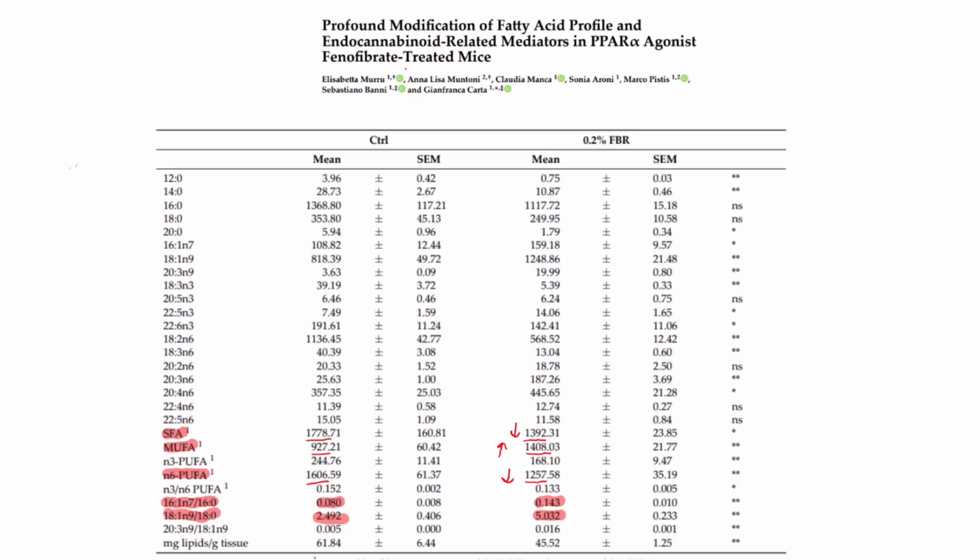This is another study in mice, and they gave these mice fenofibrate, which is, again, a pharmaceutical activator of PPAR-alpha. So the question is, what happens when you really activate PPAR-alpha? Is this a thing that we want to be doing? Because, you know, it does increase fat oxidation, right? And so what they saw in these mice is a profound modification of fatty acid profile. So you see, this is the normal mice, and these are the ones given the PPAR-alpha activator.